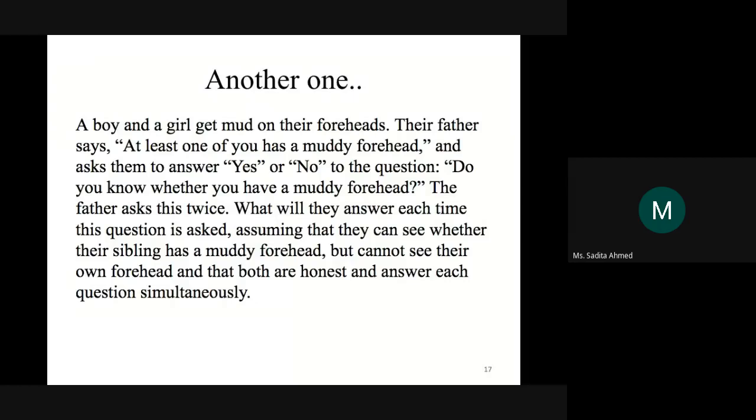Okay. Now, let's go with the first time the dad asks the question. What do you think should be the answer from the boy and the girl, each of them? What do you think each of them will say to the question, do you know whether you have a muddy forehead? Please notice that the question is not, do you have a muddy forehead? The question is, do you know whether you have a muddy forehead? What would be the answer the first time?